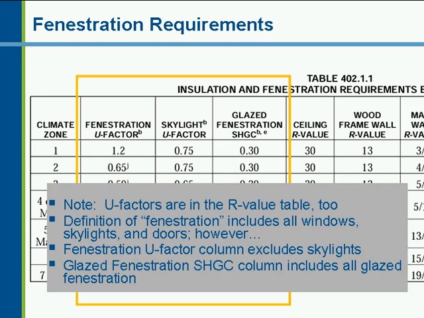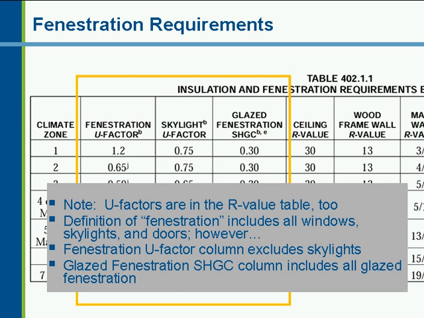Fenestration. There are 3 columns in this table related to fenestration. They are not R value requirements. They're U factors and solar heat gain coefficients. And it's important to understand what the columns mean. In general, in the IECC, the definition of fenestration includes all windows, all glazing, all doors, whether opaque or not. But with regard to this table, skylights, for example, which would normally be considered part of the fenestration in the building, have a separate requirement.